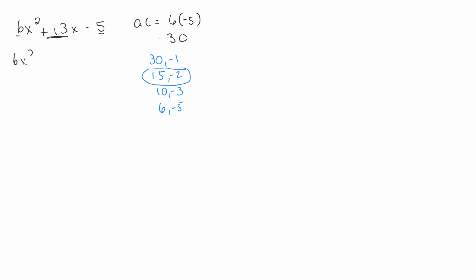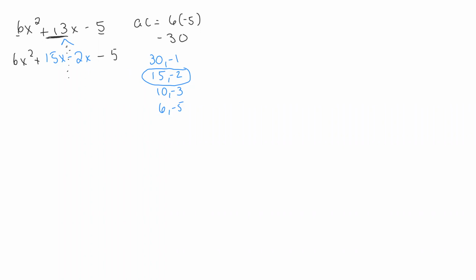So I'm going to rewrite this. I've got my 6x squared. And then my 13x, I'm going to rewrite it as 15x minus 2x. And then I'm going to drop down the minus 5. And then I factor by grouping. So remember, when we factor by grouping, we split it left and right. Okay, so left and right here.